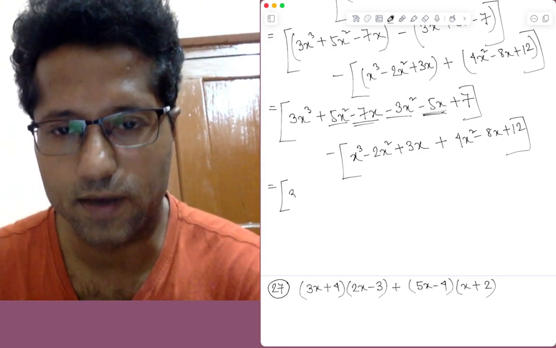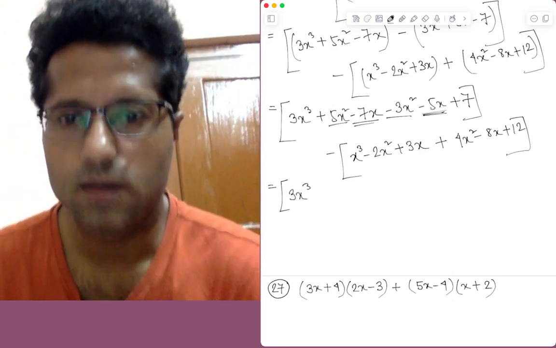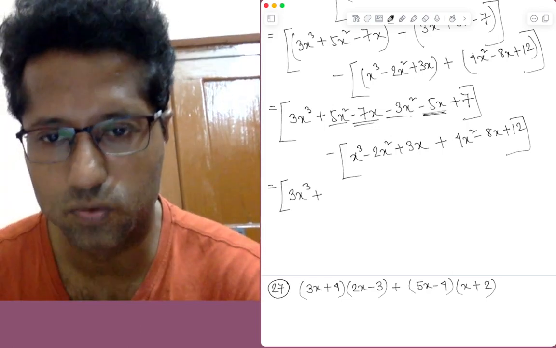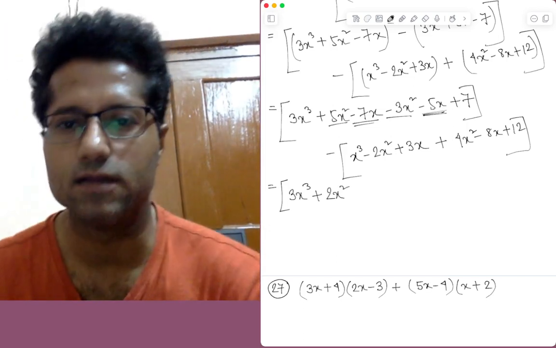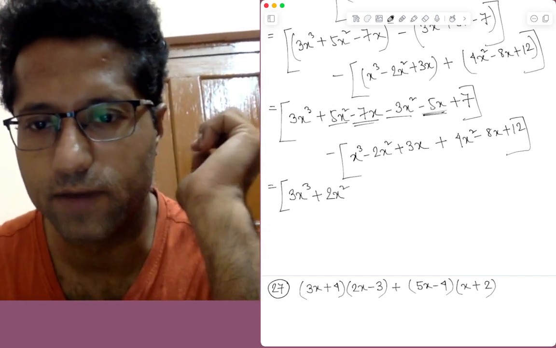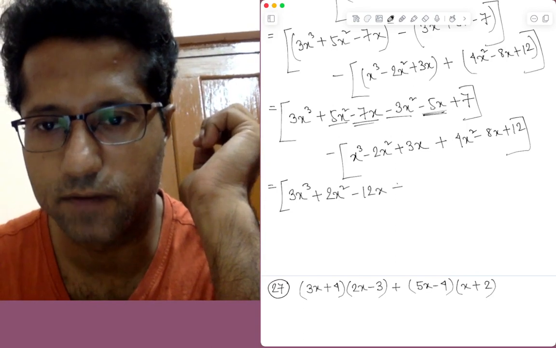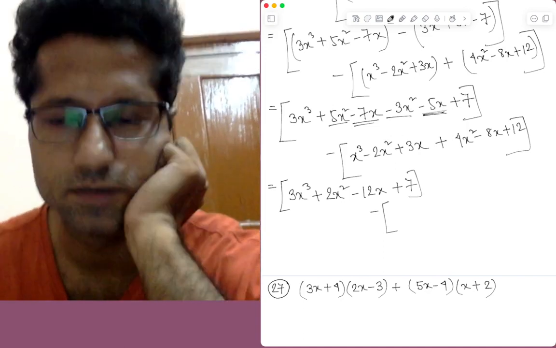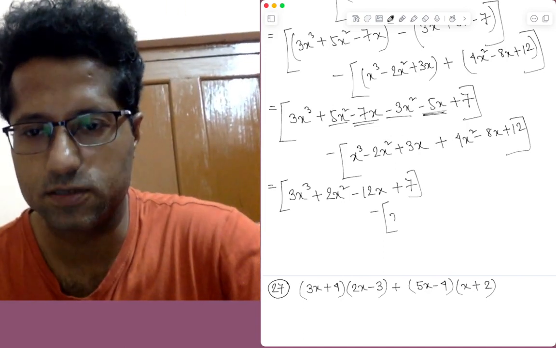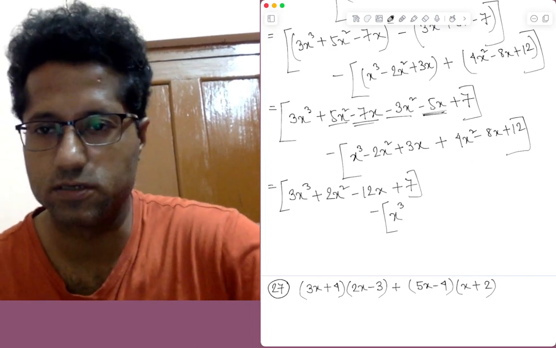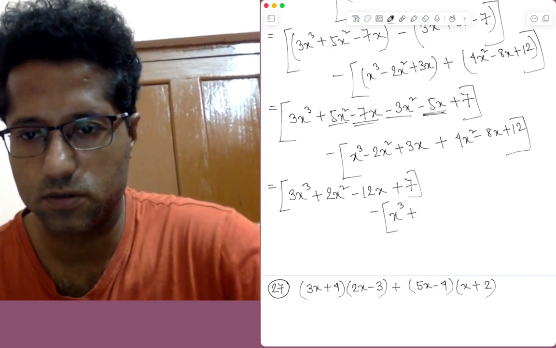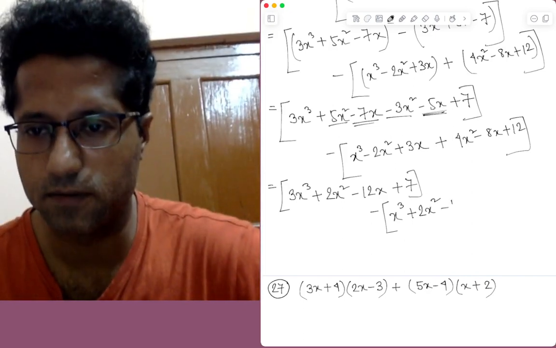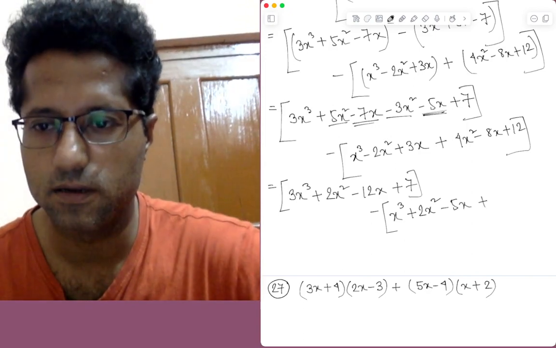So if we add them, we have 3x cube. If we add the like terms 5x square and minus 3x square, we have 2x square. And if we add the like terms minus 7x and minus 5x, we have minus 12x, and finally we have 7. Similarly, for the second grouping symbol, if we simplify the expression inside it, we have x cube, the like terms minus 2x square and 4x square, that becomes 2x square, and the like terms 3x and minus 8x, that becomes minus 5x, and the constant plus 12.